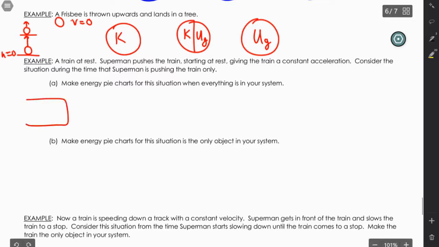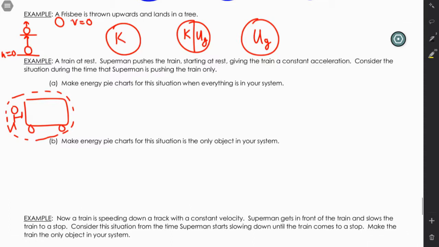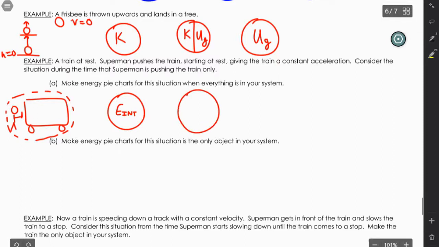So if I have my train, and then I have Superman over here pushing, the first scenario, part A, says everything is the system, which means Superman's energy, or what he's doing, is internal. The friction on the cart or on the wheels is internal, and so this ends up looking very much like the pie charts from before. Now, the difference will be we're going to take that internal energy to begin with, and then we're going to slowly start converting that, which these circles really should be the same size.